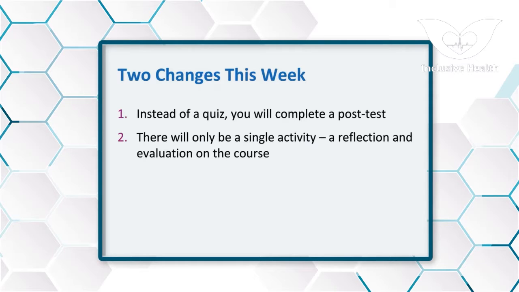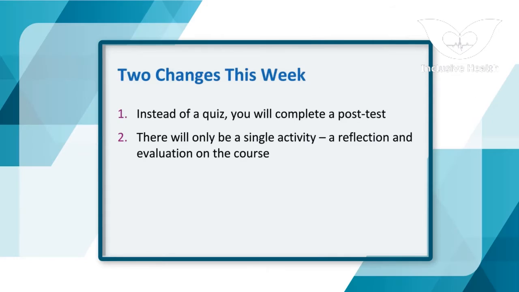The second change in this week's lesson relates to activities. In past weeks, you've had the opportunity to choose among 6 different activities. This week, however, we only have one activity. Specifically, we ask that you write a brief, no more than 1 or 2 page, reflection and evaluation paper. Basically, we'd like to find out what you've learned and how you expect to apply this information.